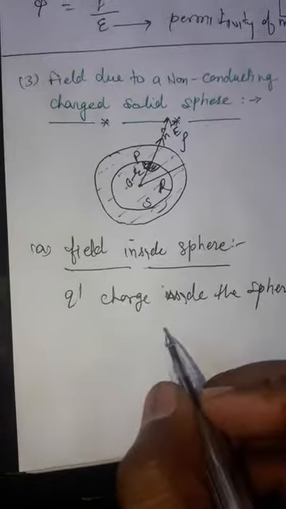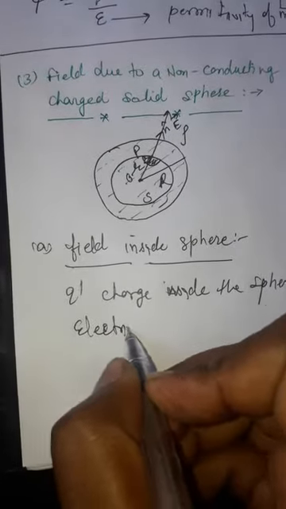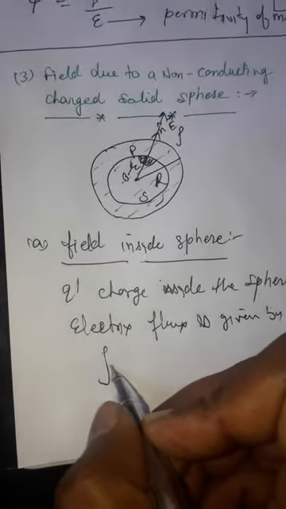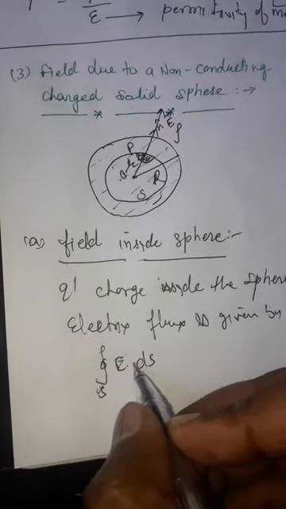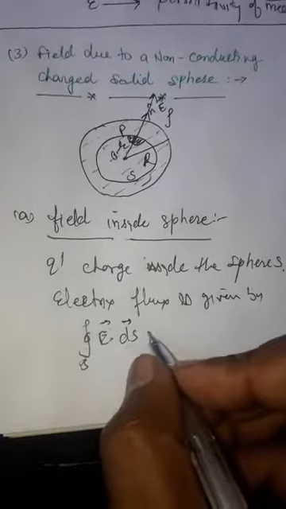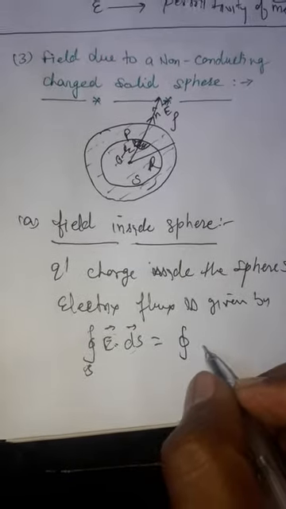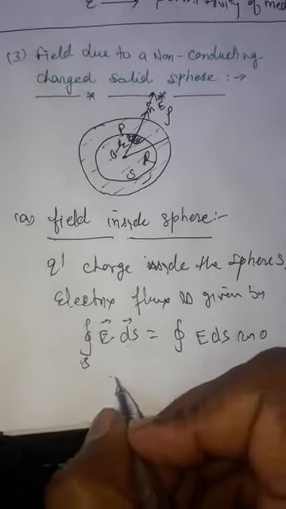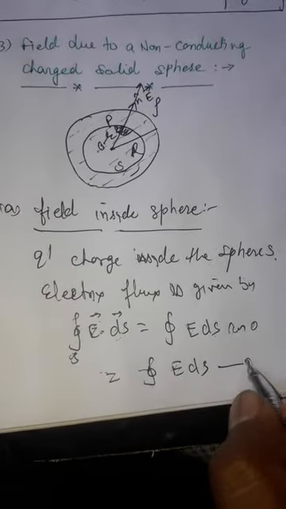Now the electric flux is given by the surface integral of electric field E dot ds over the surface S. As the angle between the electric field and the area vector is zero, the dot product gives the magnitude, and this surface integral is written as the integral of E ds cos 0, which we can write as the surface integral of E ds only. This is equation first.